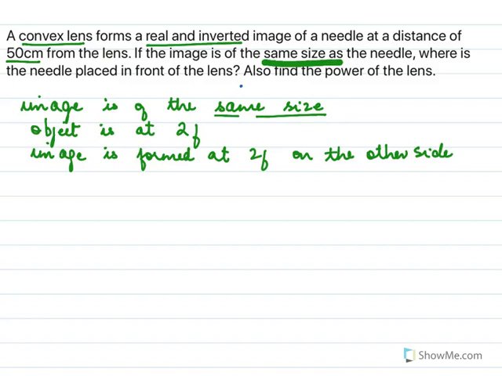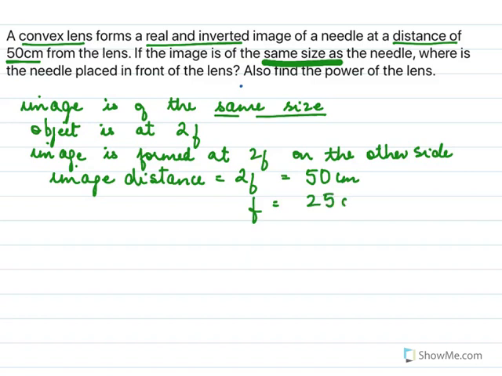Now here they say that it forms an inverted image at a distance of 50 centimeters. That means image distance we know is 2f, which is equal to 50 centimeters. They told us image distance is 50, so f will be 25 centimeter. It is positive because convex. We need to find the power. To find the power, we have to convert the f into meter. So f will be 1 by 4 meter.